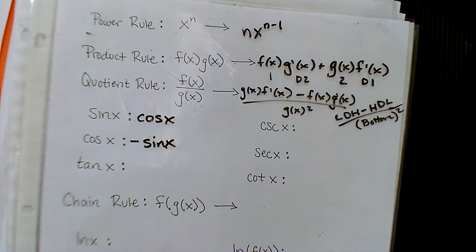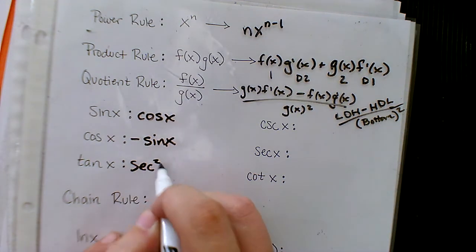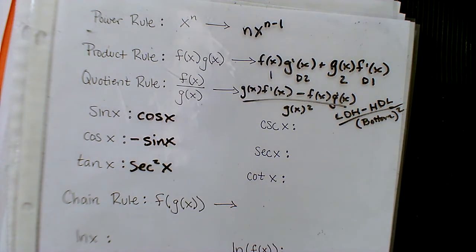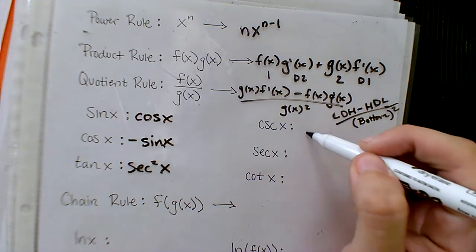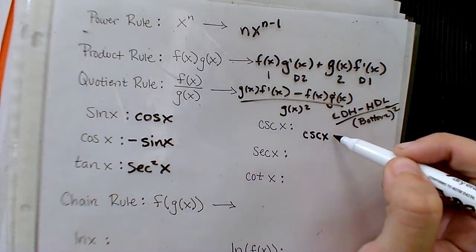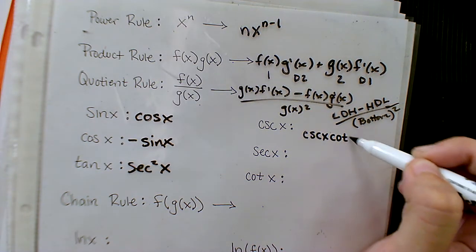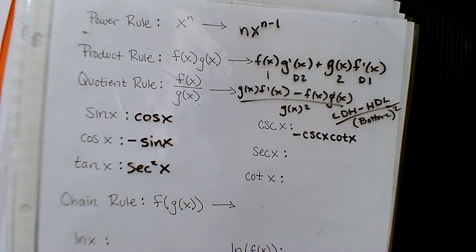Secant squared. All right, what about cosecant? Isn't it like cosecant times cotangent? Oh, and it's negative.